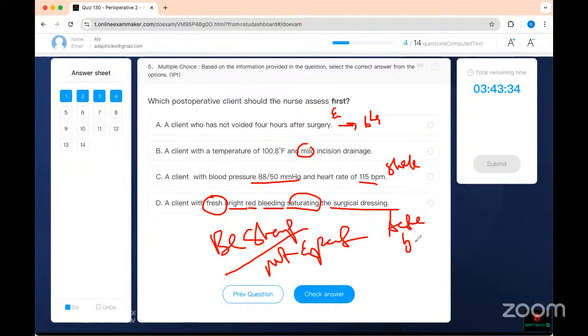I intentionally wrote this question. He has active bleeding, and the other patient is in shock with possible sepsis and urinary retention. Who is more dangerous? Active bleeding, fresh, bright, red, bleeding, saturating the surgical incision. Somebody may be in shock. Somebody may have sepsis and die. Who will you spend time with? If you have one second, who are you going to give it to?